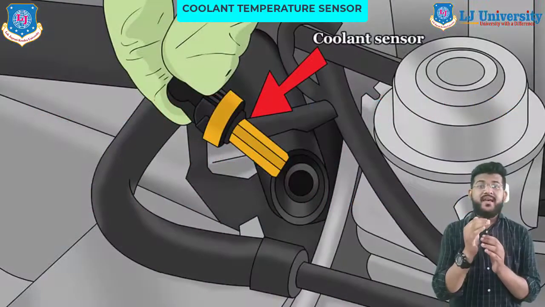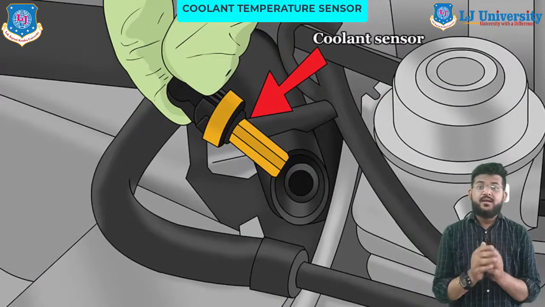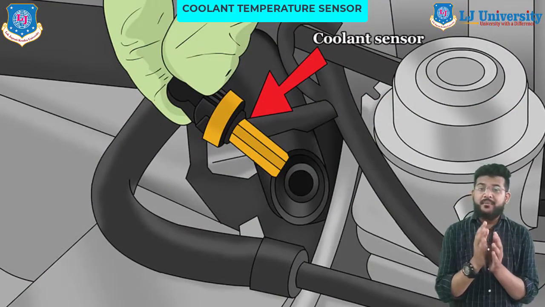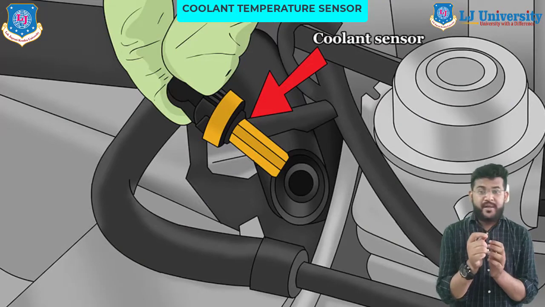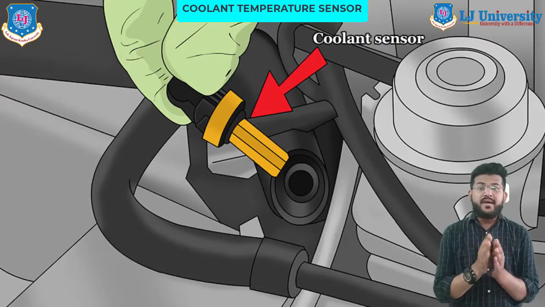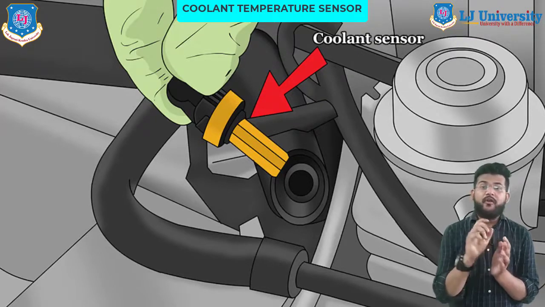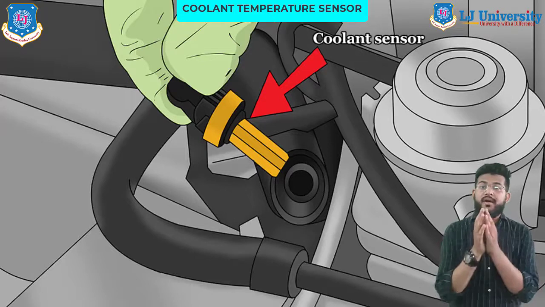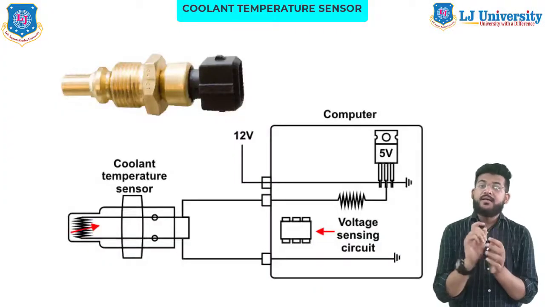So what is engine coolant temperature sensor? The engine temperature sensor accurately measures the engine coolant temperature, thereby it gives an indication of the temperature of the engine. Now how does the engine temperature sensor work, or what is the main working principle? The engine temperature sensor is the type of sensor that actually changes its resistance with temperature. Okay, simple, resistance with temperature.